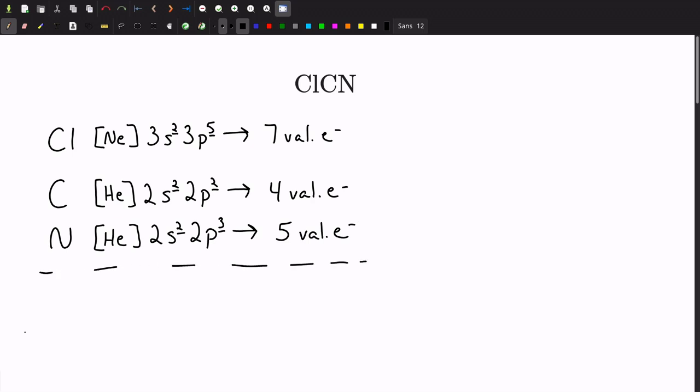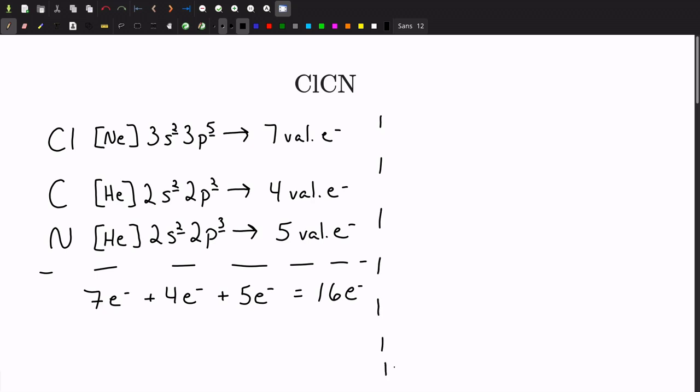Now we need to get our total. We've just got one of each, so we're just going to add them up. 7 electrons plus 4 electrons plus 5 electrons is going to give us a total of 16 electrons.